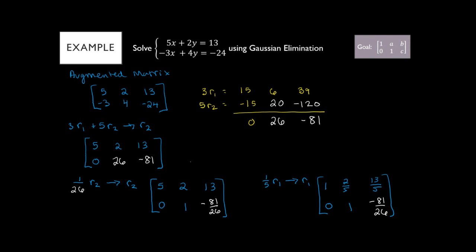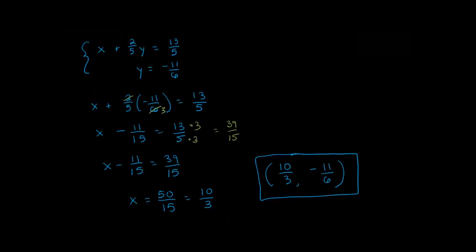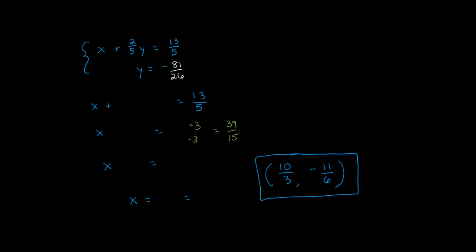Double checking myself. Okay, nobody's pointing out any other math errors. So we've got, this is negative 81 over 26. So then this needs to be fixed. That's going to be fixed. That changes. All of this changes.